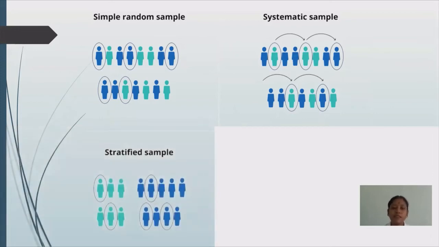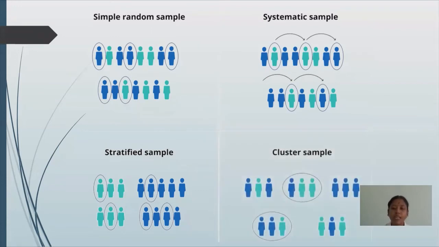Next is the stratified sample. So here we are dividing the population into strata, and then we are either randomly or systematically selecting the sample. So that is the stratified sampling method. The final is cluster sample. So here the population is already naturally divided into clusters, and all the units in the cluster will be selected. So this is an example of cluster sampling.